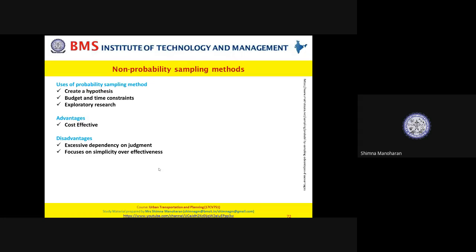So the types of research and all, I think maybe this semester you might be having a workshop on what are the different types of research. Then the advantage is it's cost effective, and the disadvantage is it has excessive dependency on judgment, because I should know what method or what judgment I have to use if I have to choose data, right? Okay. Then it should focus on the simplicity rather than the effectiveness.